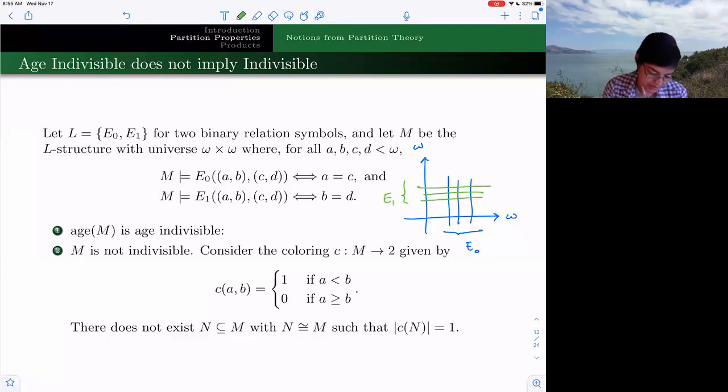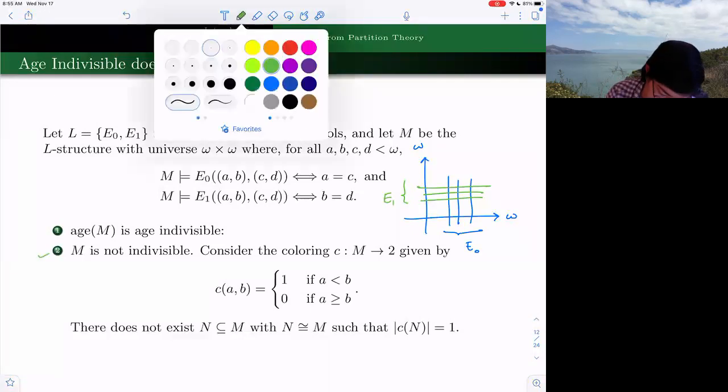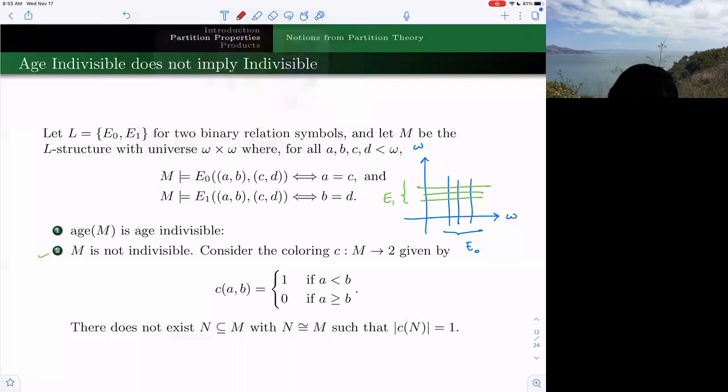Maybe we should start with number 2 here. Consider coloring this infinite structure according to the diagonal. If you're under the diagonal, you're one color, and if you're on or over the diagonal, you're another. Then how are you going to get an infinite substructure that's isomorphic to the original? Eventually you would run into that diagonal. But we can also make an age indivisibility argument.